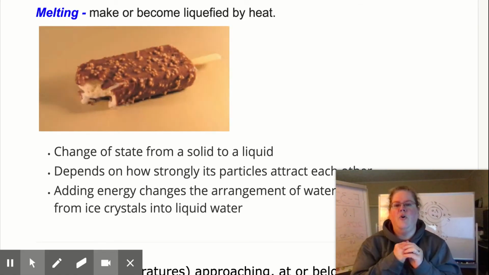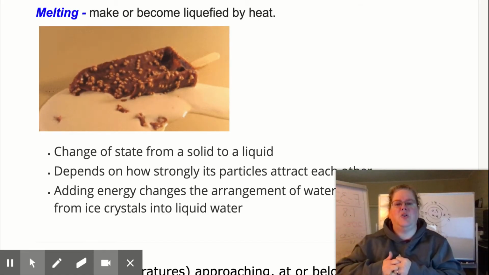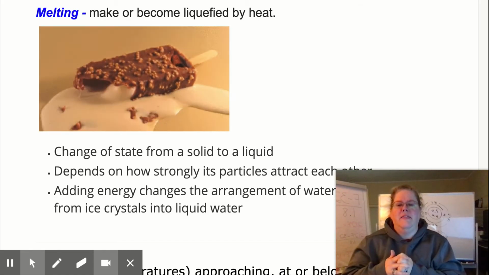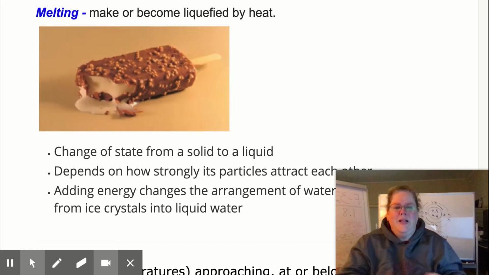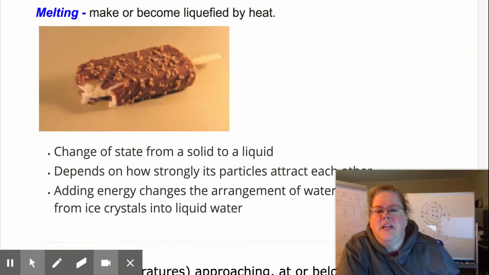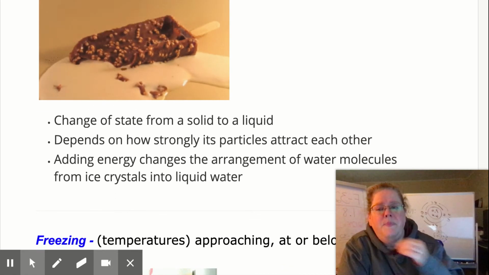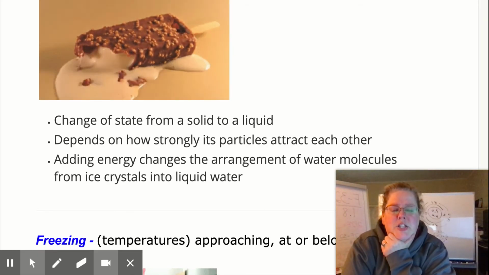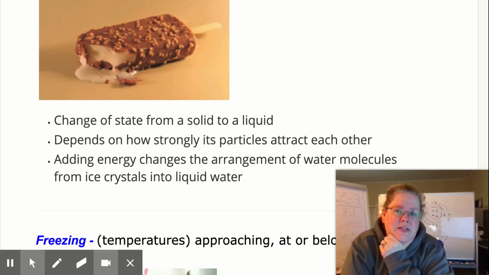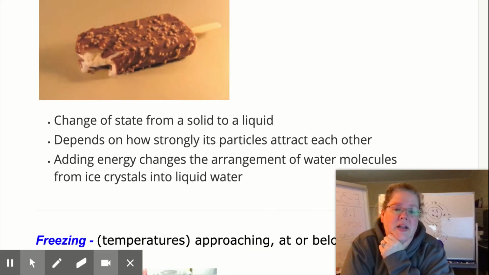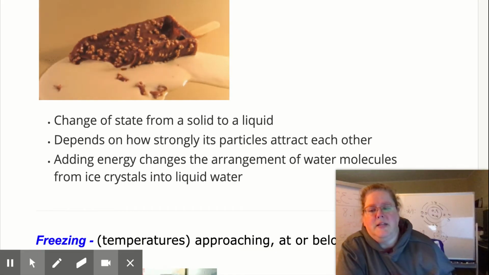Melting: to make or become liquefied by heat. By the way, heat always flows from hot to cold, so that basically means all of that ice cream is absorbing the heat around it and melting. So, change of state from a solid to a liquid depends on how strongly its particles are attracted to each other. Adding energy changes the arrangement of the water molecules that form ice crystals to form liquid water. In this case, it's ice cream. But again, change of state from a solid to a liquid is your melting.